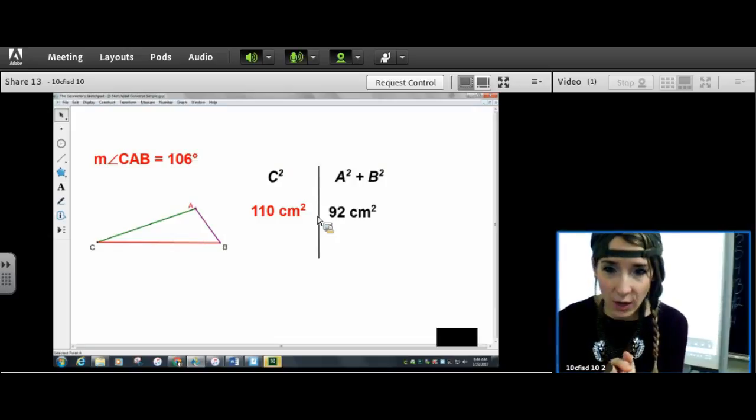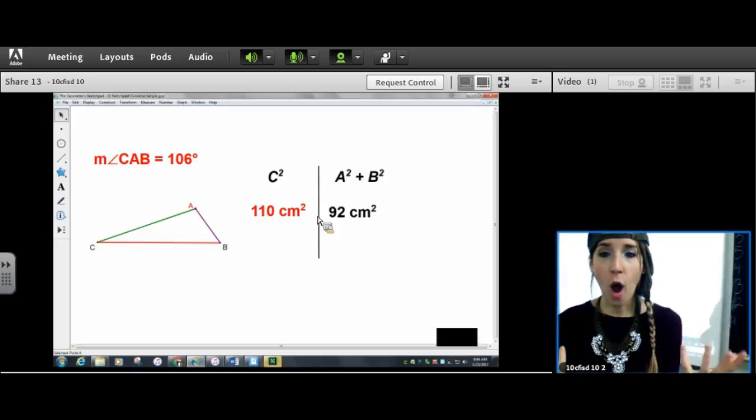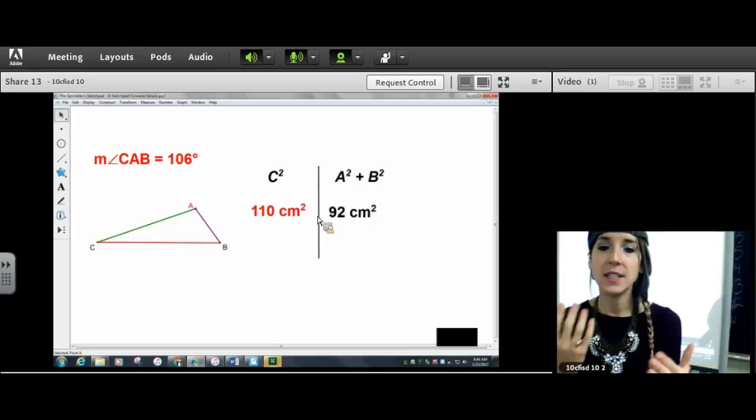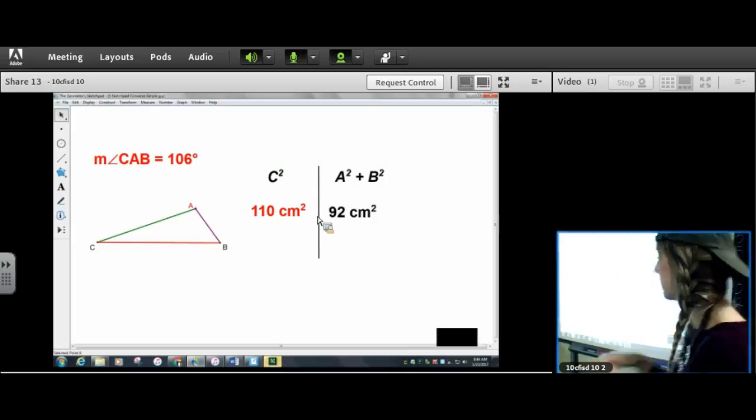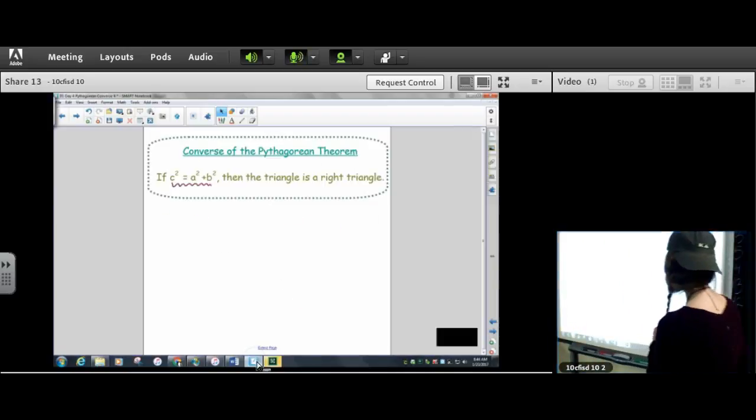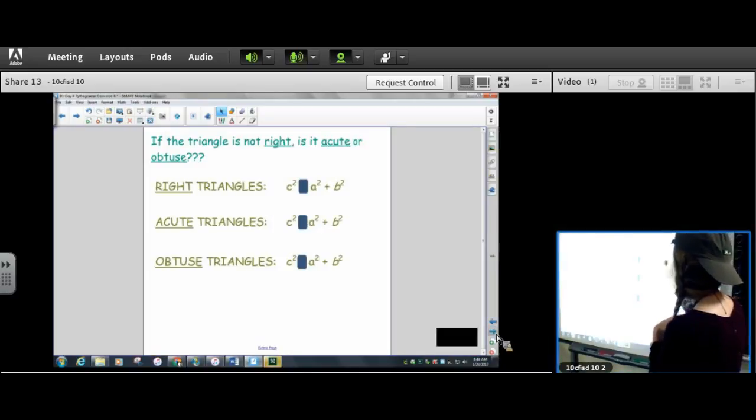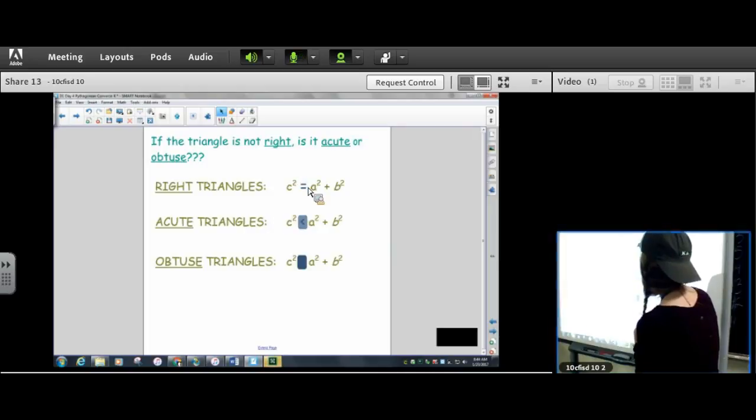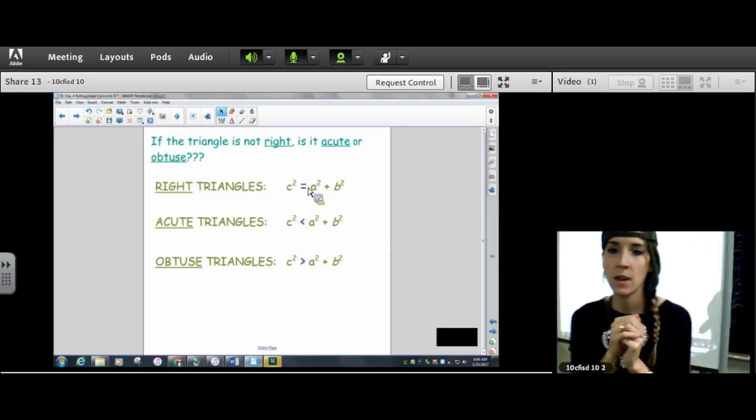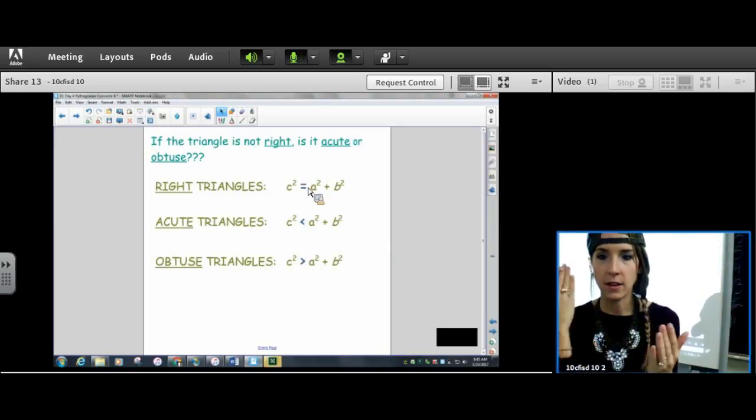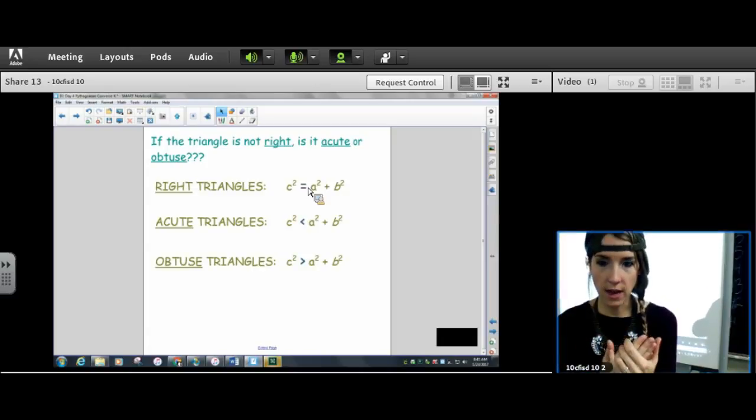is greater than A squared plus B squared, it is an obtuse triangle. If C squared is less than A squared plus B squared, it is an acute triangle. So this is today's lesson on this slide right here. If they are equal, it's right. Less than acute, greater than obtuse.